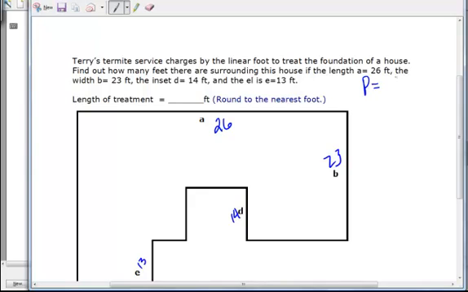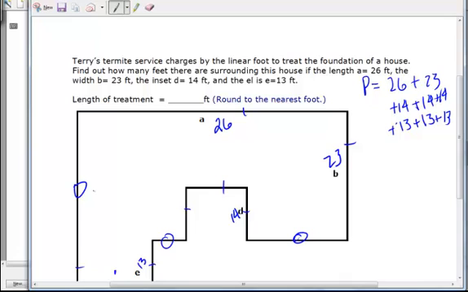So the perimeter is the top side, 26, plus the left side, 23, plus this side, 14, plus this side, 14, plus this side, 14, plus this side, 13, plus the bottom side here, 13, plus this side, 13, and then we've got these three sides that we don't know how much they are. Well, this section right here is the same as this section over here, so that'll be plus 23. And this section plus this section plus this section plus the bottom section here add up to 26.